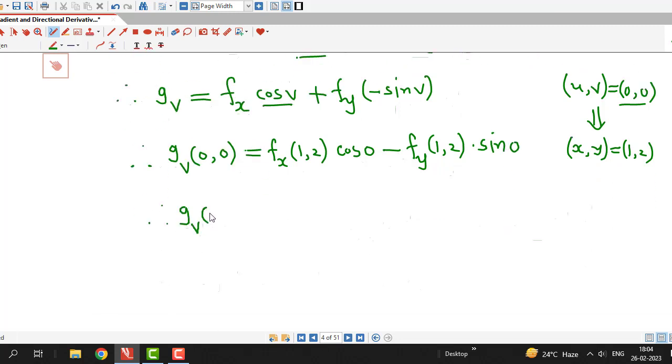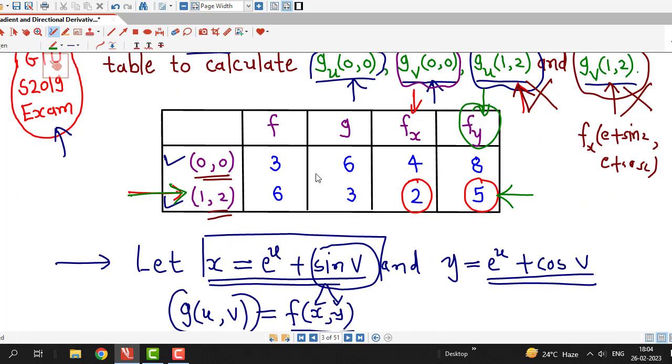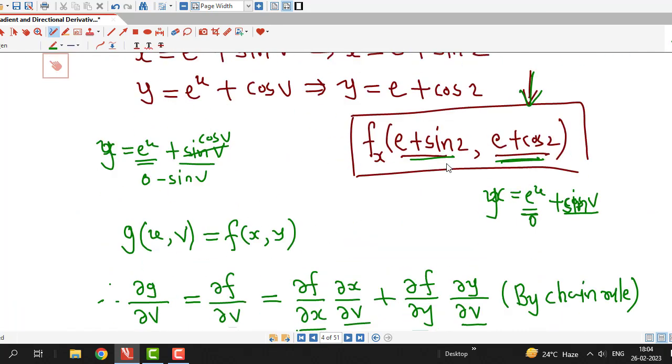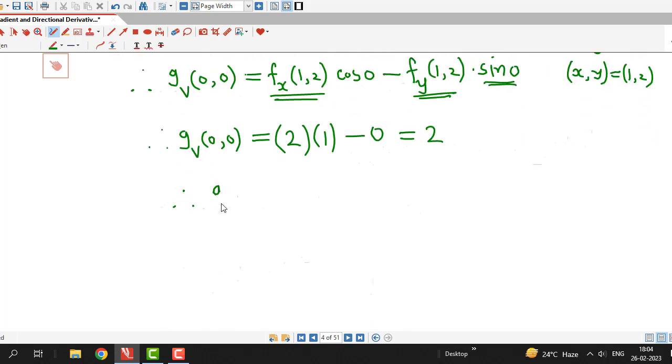Therefore del g by del v at 0, 0 equals the value of del f by del x at point 1, 2, that we can write from the given table. Del f by del x at point 1, 2 is 2, cos 0 is 1, and here sin 0 is in the product, so 0 into this value is going to be 0, and this becomes 2. Therefore partial derivative of g with respect to v at point 0, 0 is 2.